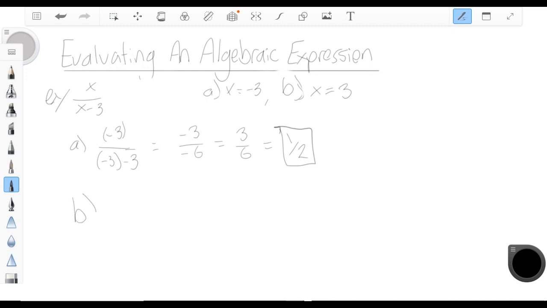Now let's look at the second one, where x is going to be equal to 3. So all we're going to do is plug in 3 for the x's. So we have 3 on top, and then a 3 minus 3 on the bottom. So this leaves us with 3 over 0. And now we have a big problem because 0 cannot be in the denominator of a fraction because it is impossible to divide something by 0. You would be taking infinite parts out of it. So whenever you see a 0 on the bottom of the fraction, we call that undefined.